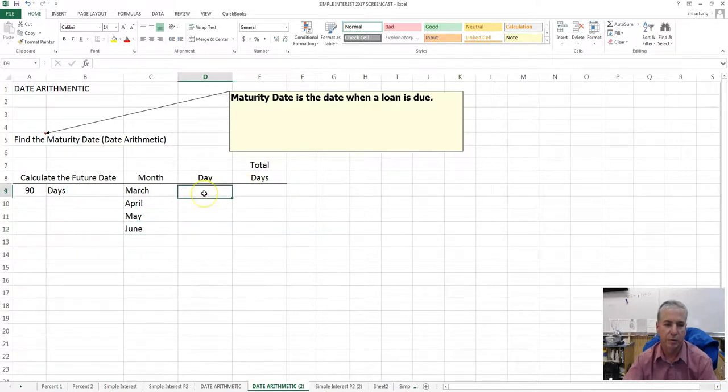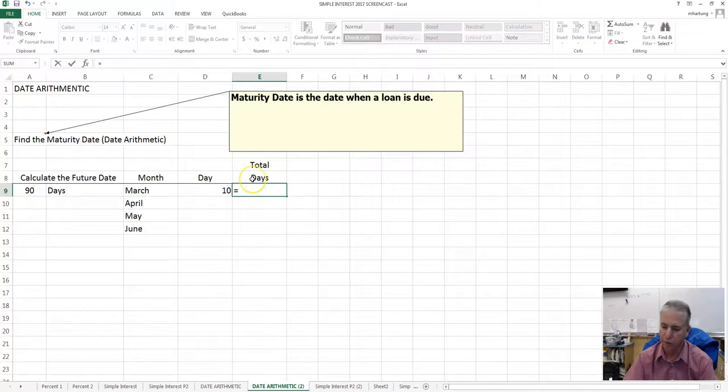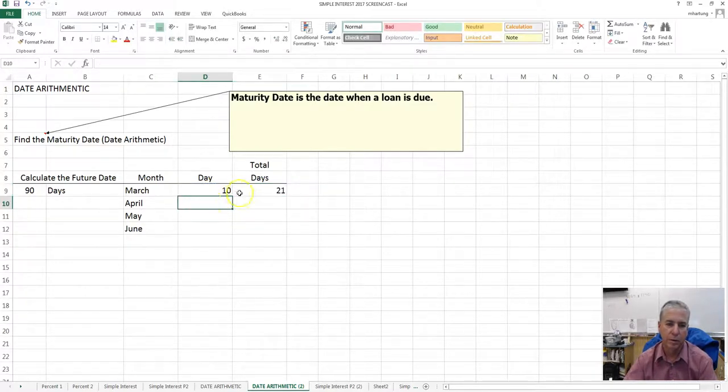So the problem is 90 days in the future, from March 10th, what will the date be? Step 1, how many days remaining in March? 31. Let's do the arithmetic. 31 minus the 10 days. Trying to get to 90. We need more days in April. We know that there are a total of 30 days in April. Let's calculate our total days. We're at 51 days, so we need all of May, and there's a total of 31 days in May.